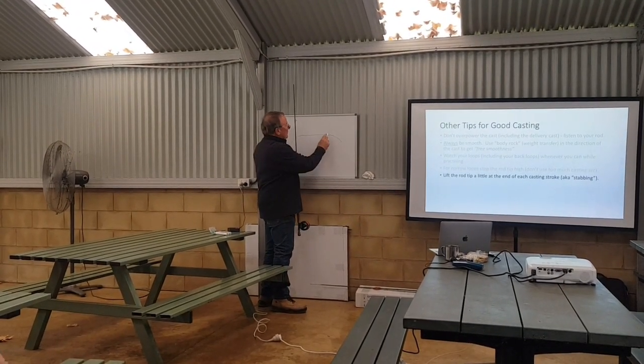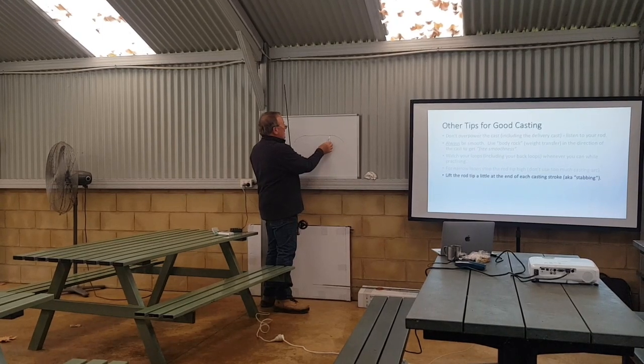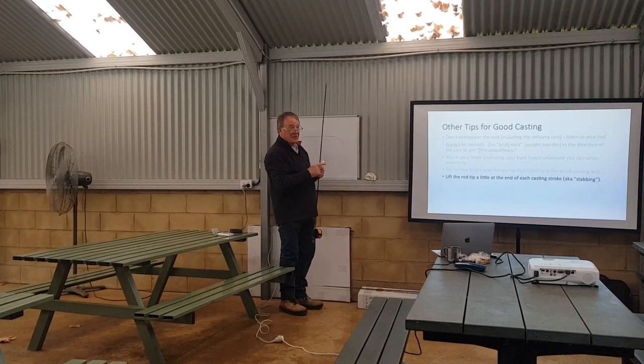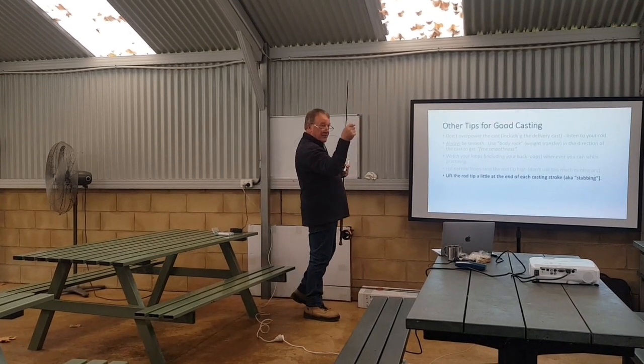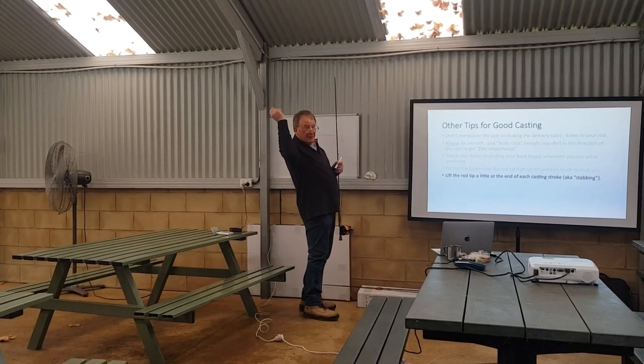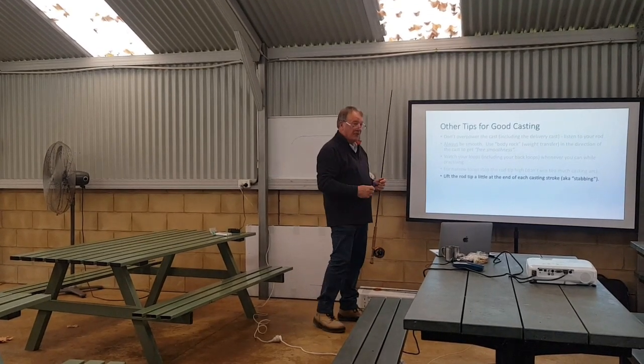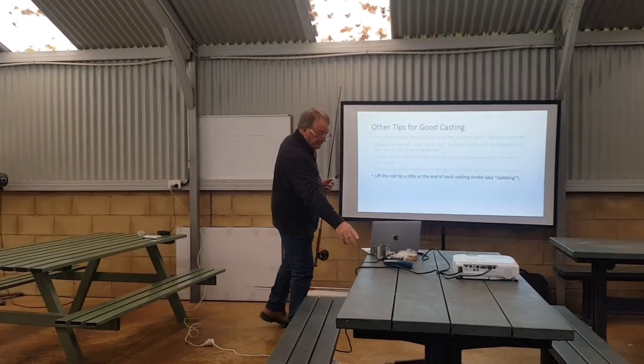So either bring your casting arc back to there, or offset these bits by just, as you're delivering, lift and stab a bit at each end of the stroke. That's one that a lot of intermediate casters find a little bit hard to come to grips with.